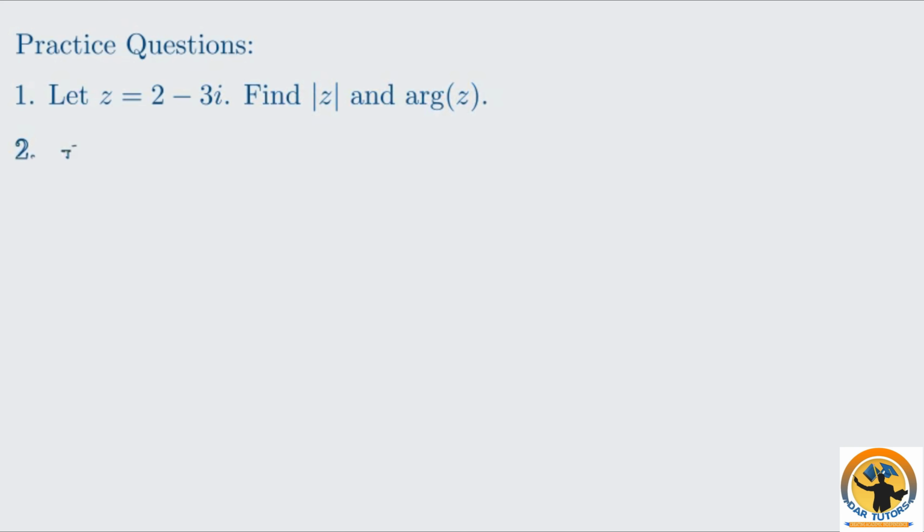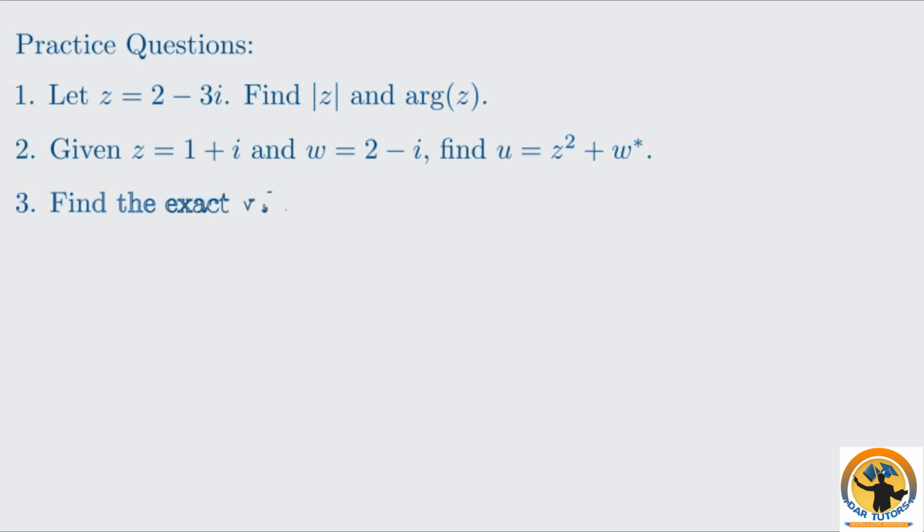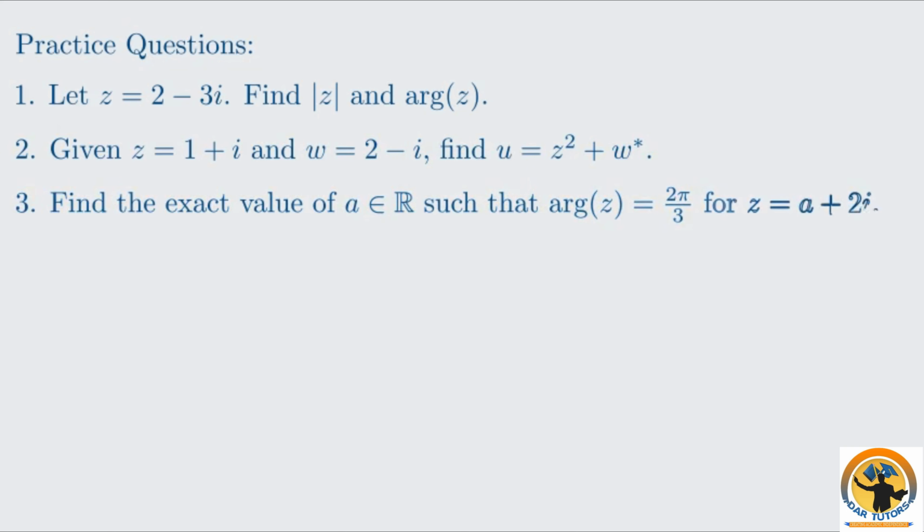Question 2. Given z equals 1 plus i and w equals 2 minus i, find the complex number u equals z squared plus w star. Question 3. Find the exact value of the real number a such that the argument of z equals a plus 2i is 2 pi over 3.